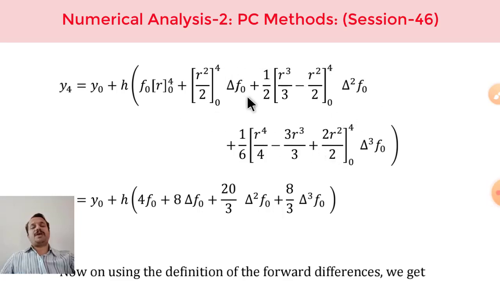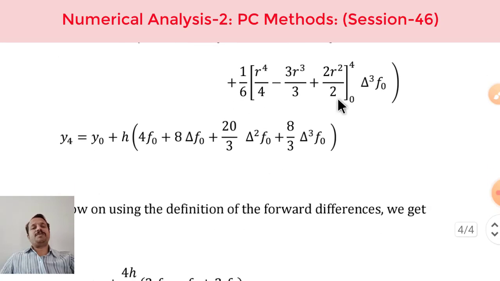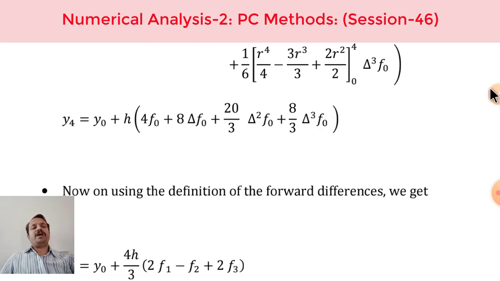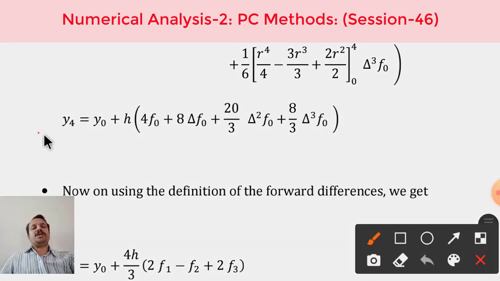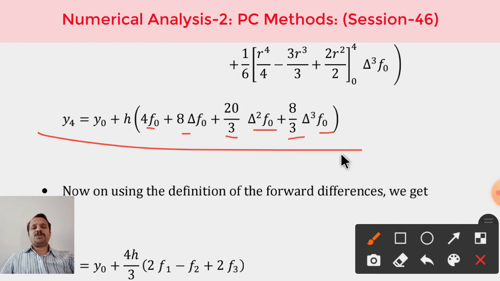Only the upper limit will be giving us some value, and that value after simplification we will get this particular thing. So y4 is equal to y naught plus h into 4 f naught, 8 into delta f naught as it is, 20 by 3 into delta square f naught as it is, plus 8 by 3 into delta cube f naught as it is. So this is the expression I am going to get. Now I can use the definition of forward differences.